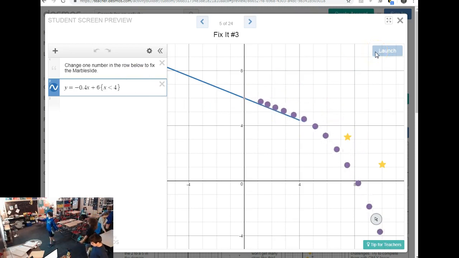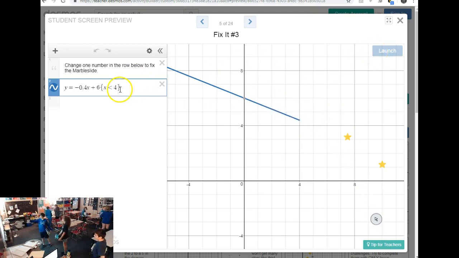Oh, you change it to X equals 3. X equals 3? No, not X equals, but X is 3. I moved it left. How about 5? It seems like that might go.